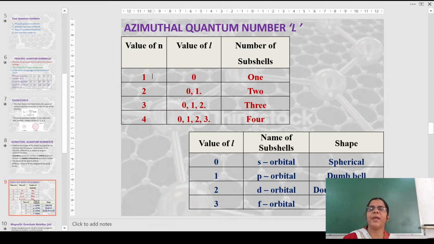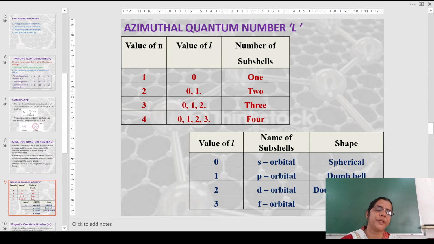So for a value of n, that is the principal quantum number, L can have values like this. For n is equal to 1, L can have only one value, that is 0, so one subshell will be there. But for a value of 2, it can have two values of L, indicating there will be two subshells there, like this. Okay, and these subshells will have different shapes.